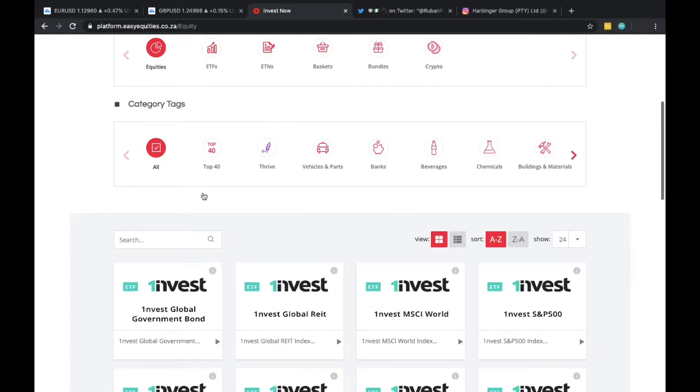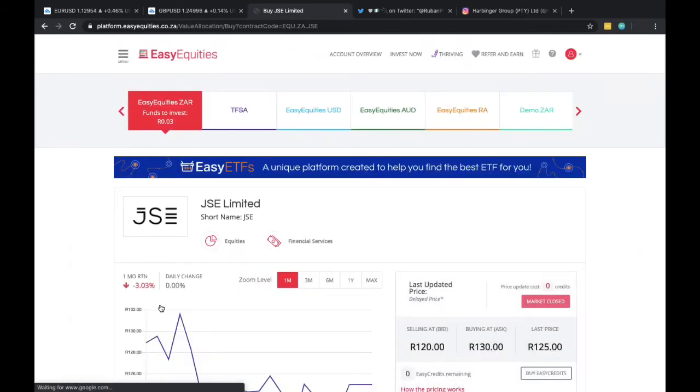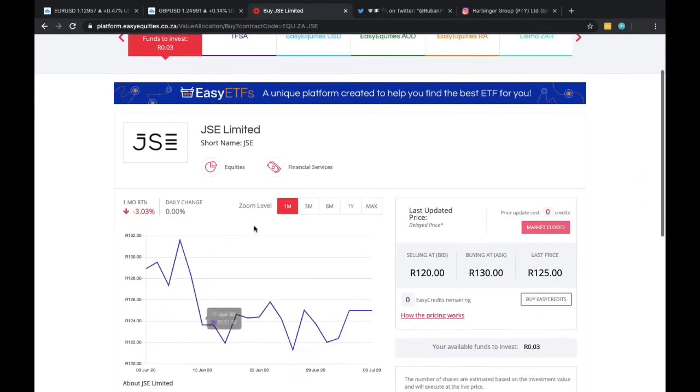Back on Easy Equities, and for today's video we're looking at your JKL, and the first stock that I'll be looking at is the Johannesburg Stock Exchange. The Johannesburg Stock Exchange, as most of you might know if you are familiar with trading or investing on Easy Equities, is the largest stock exchange in Africa.